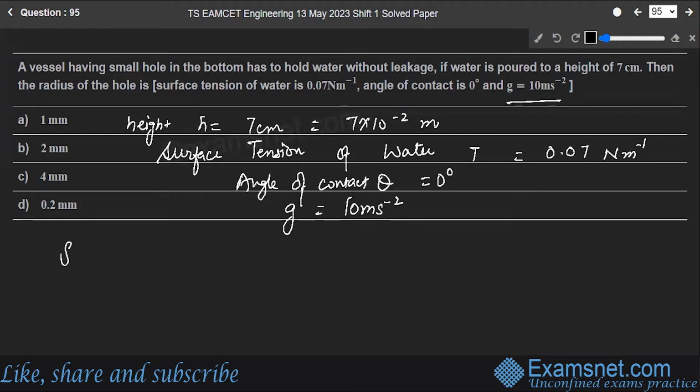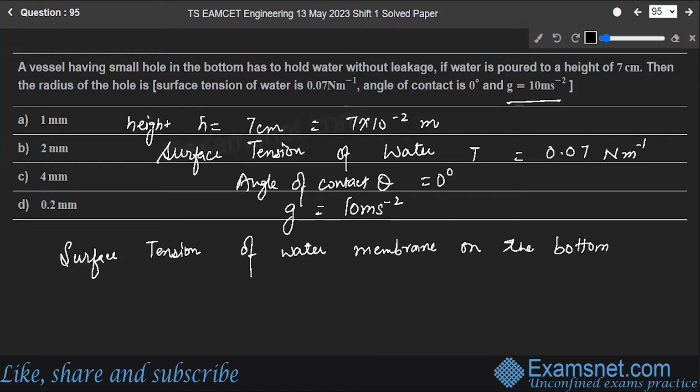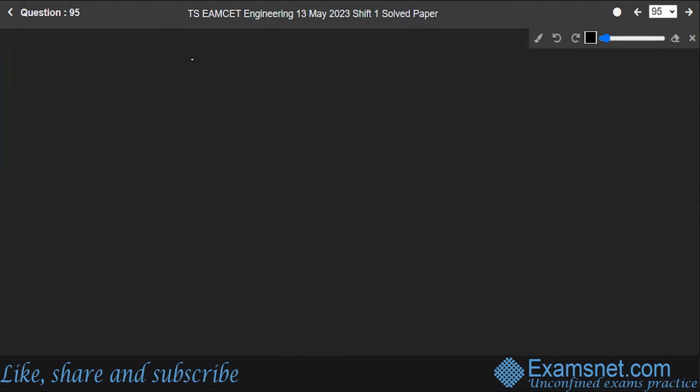So now surface tension of water membrane on the bottom layer of water will be given by T is equal to F upon 2 pi R.